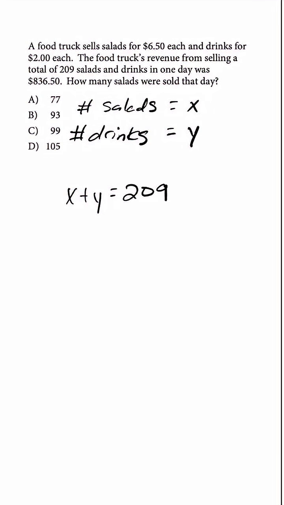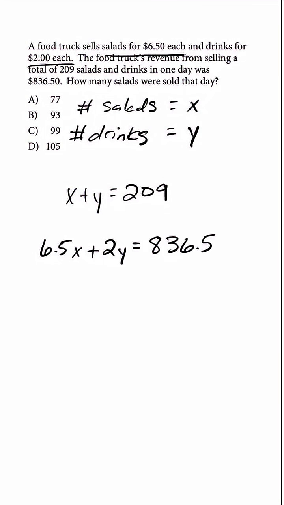We can also write an equation based off the price of each item. So if the salads sell for $6.50 each, we could put 6.5x plus the drinks sell for $2 each, so that would be 2y. And then that would be equal to the $836.50 that they sold in the one day.